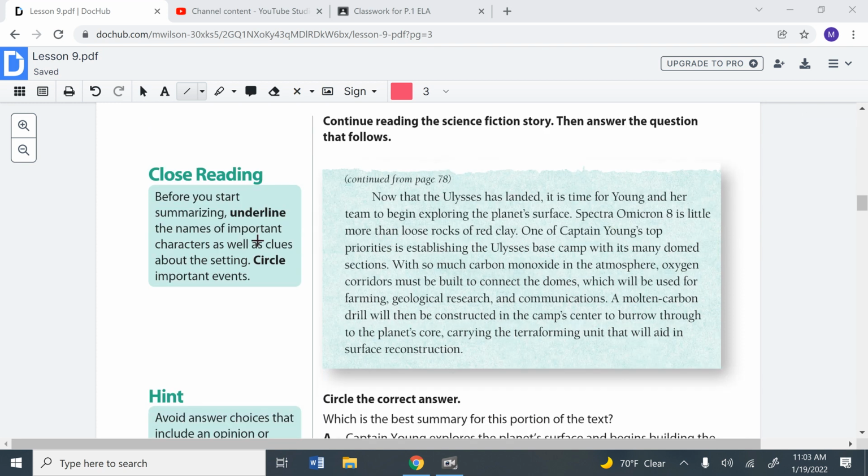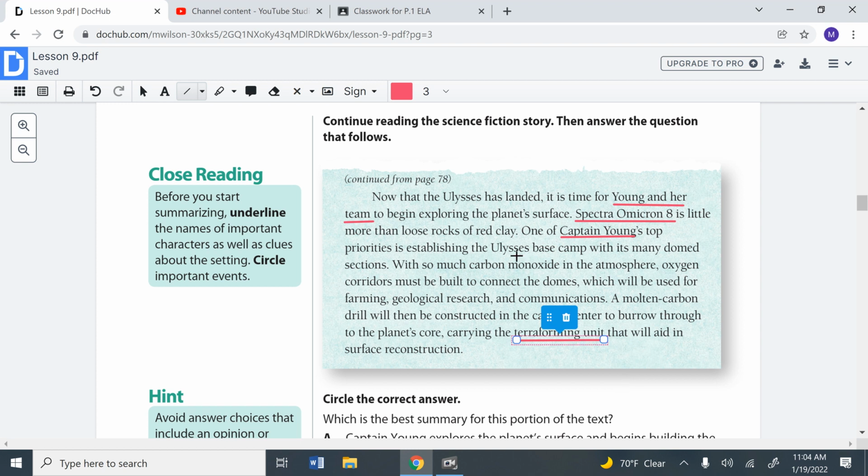So, remember, let's do the close read. First, they wanted us to underline the names of important characters as well as clues about the setting. The first character that I see is Young and her team, so I'm going to underline Young and her team. I can also see Spectra Omnicron 8, as well as Captain Young mentioned a second time. And I do see a couple of other important details, such as the terraforming unit. I know it's not quite a character, but it is significant.